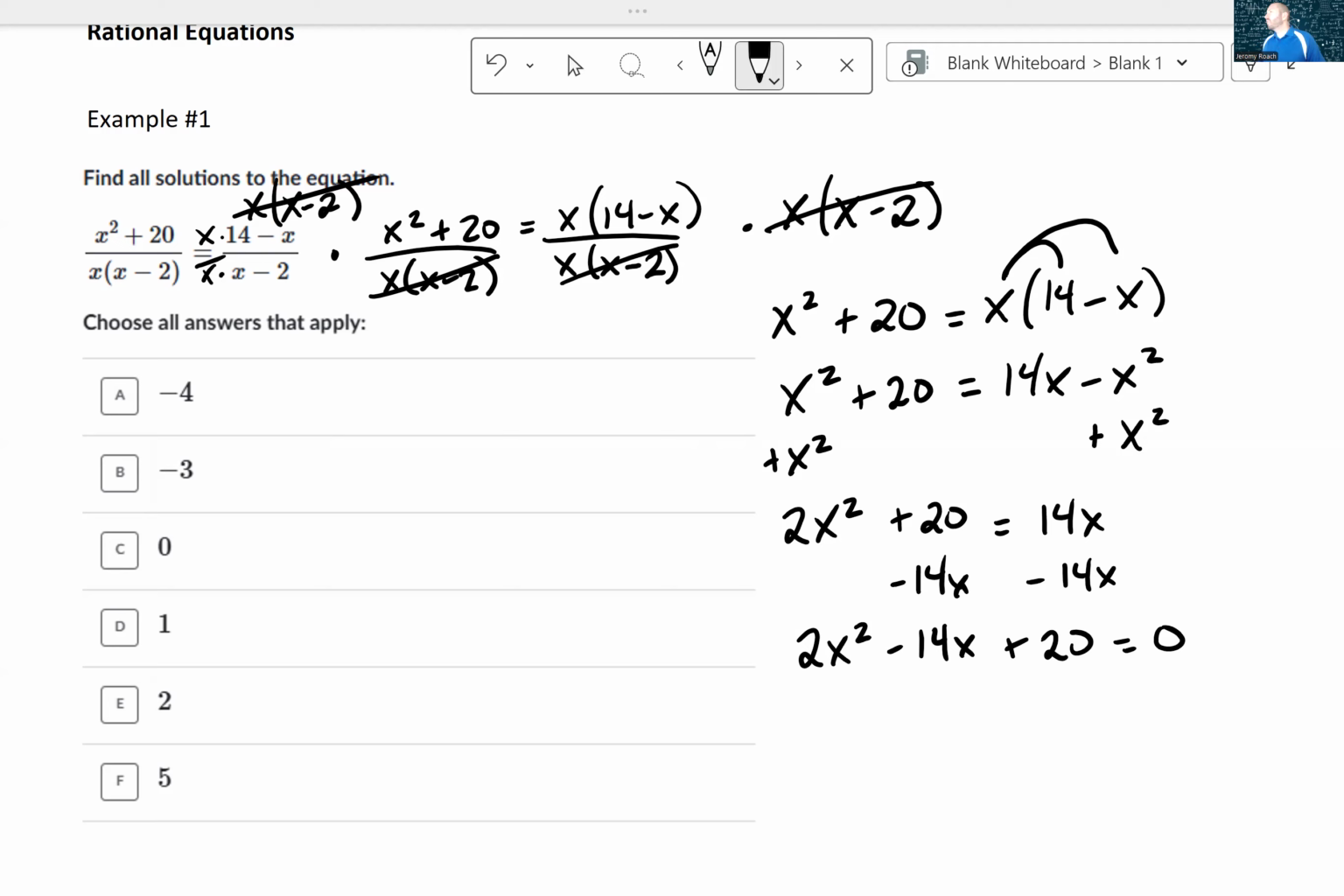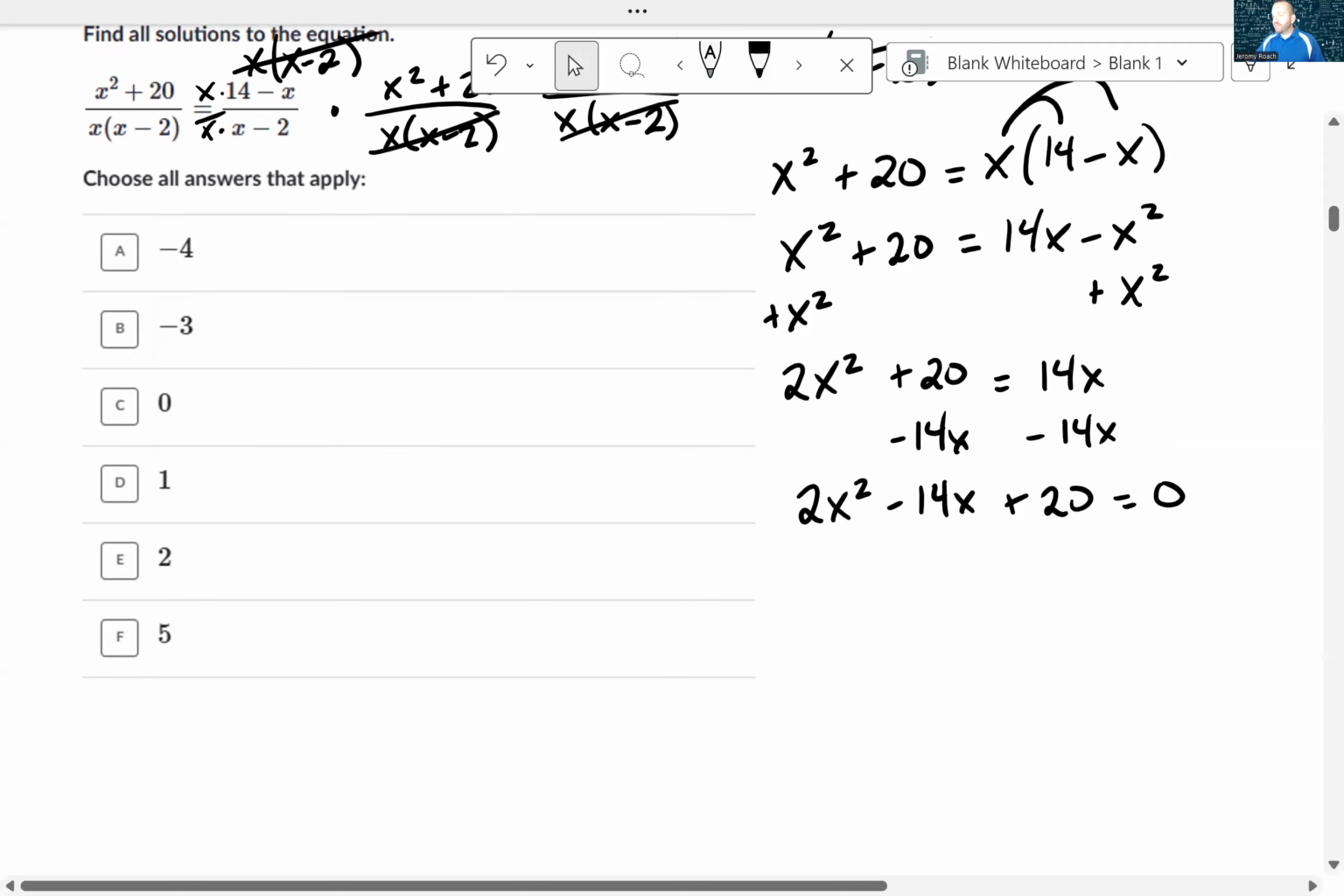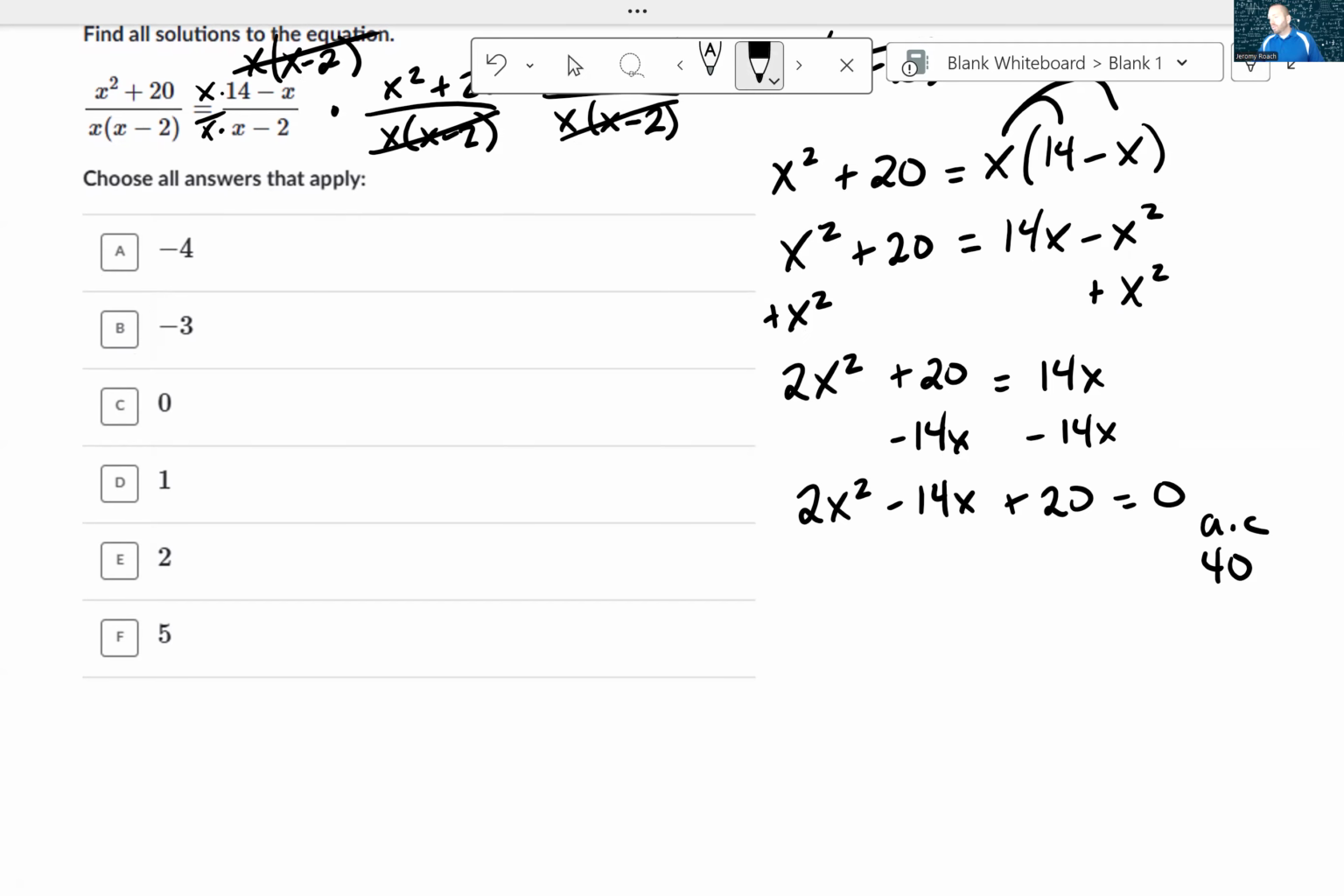So there's where we are so far with getting a quadratic now out of this. Now we can factor out a 2 and we can do the AC method in order to factor this. If you didn't factor out a 2, it would be a times c is 40, and then all the ways to get 40, which adds up to negative 14.